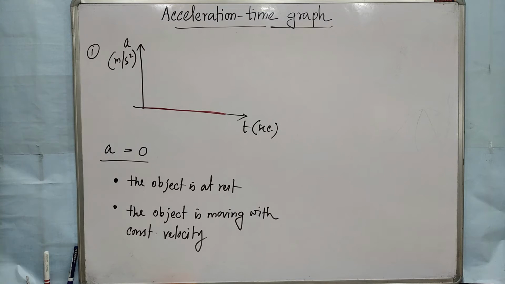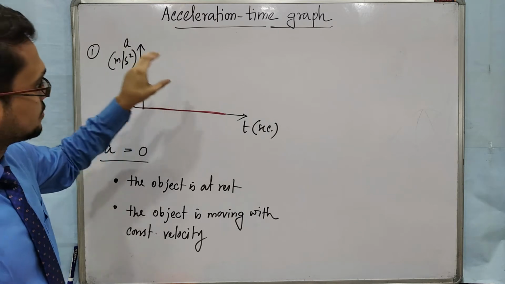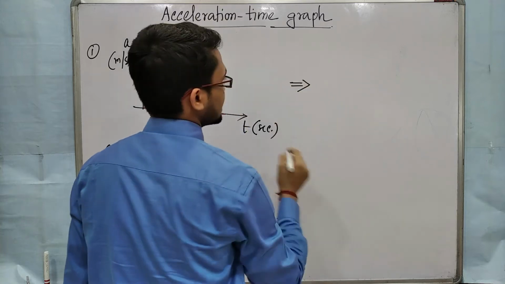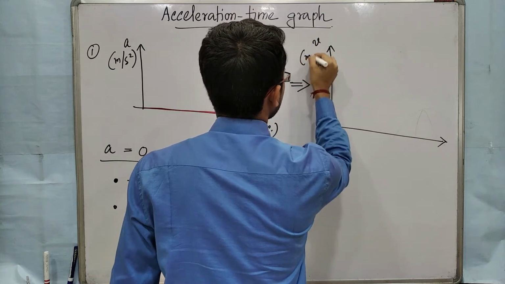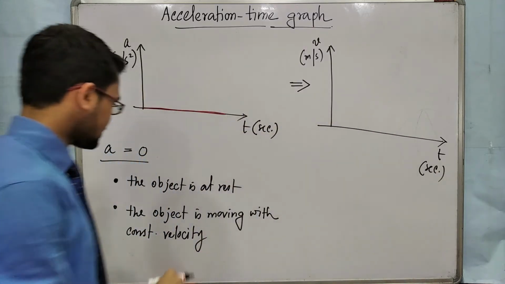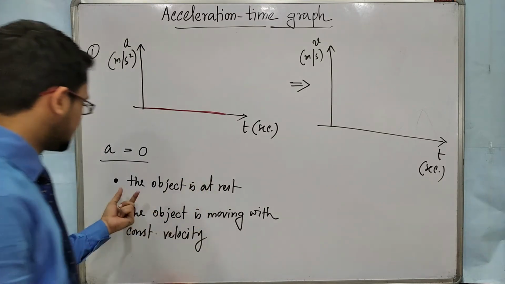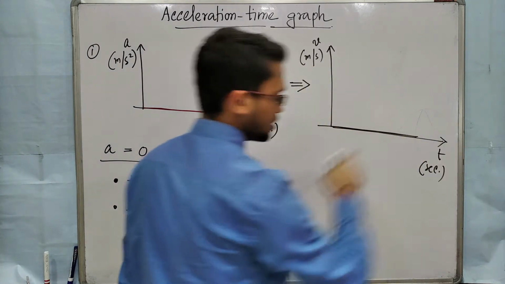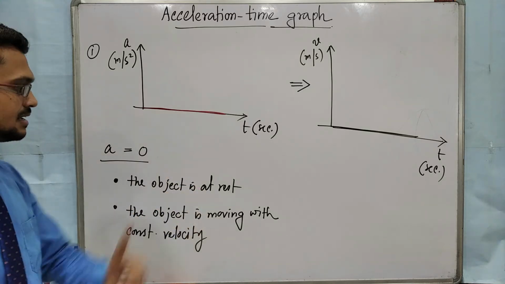So if you want to draw the velocity time graph from this acceleration time curve, how does it look? This is velocity in meter per second, and this is time in second. If the object is at rest, that means velocity is 0. So for the first case the graph will lie on the time axis. This is represented by the statement: the object is at rest.